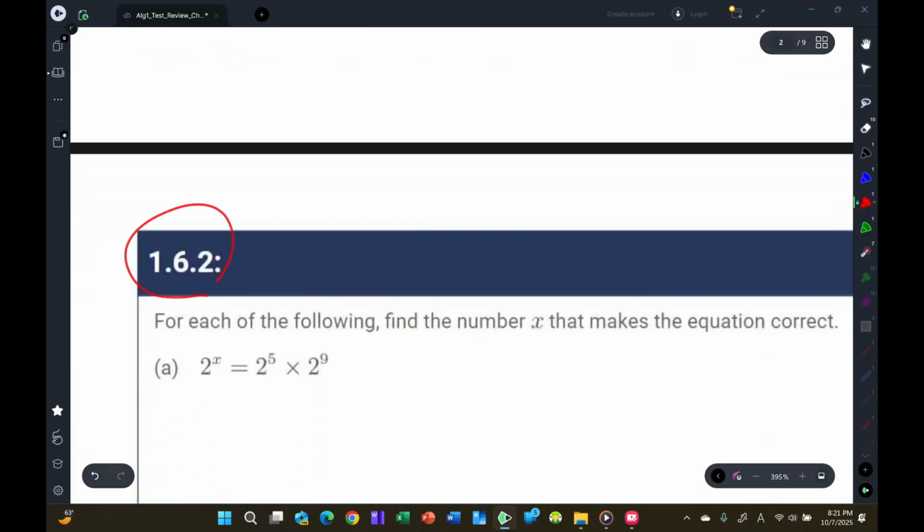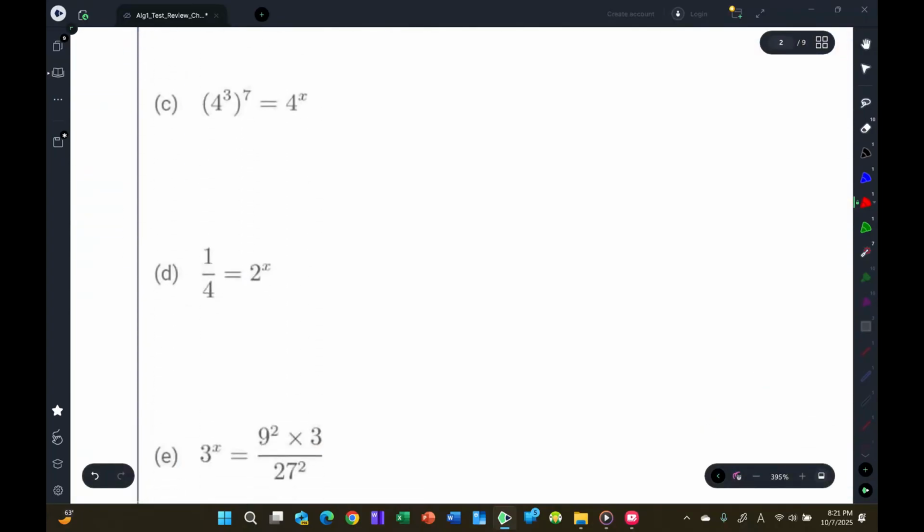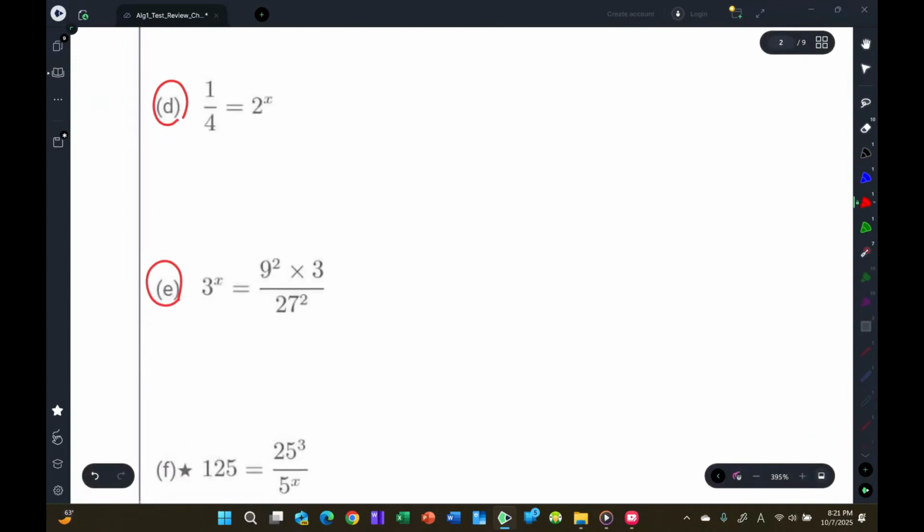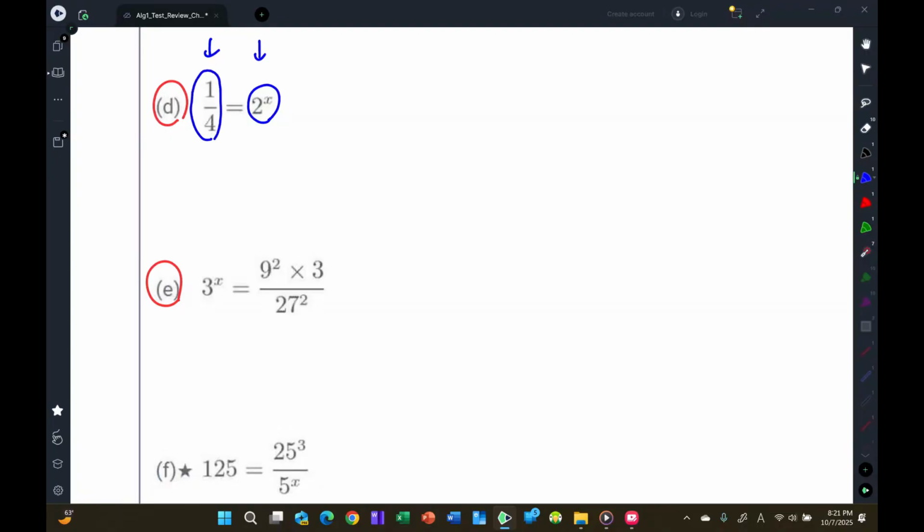Now I'm going to move on to 1.6.2, and I'm going to do D and E. Let's do D first. Okay, I have two parts in the equation. This is simple enough. I don't have much to do with this. But maybe I can rewrite 1/4 in a different way, because 4 is actually family of 2, right? I can rewrite 4 as 2 squared, right? So it's getting closer to the right side of the equation. But I still have a fraction. How do we take care of that?